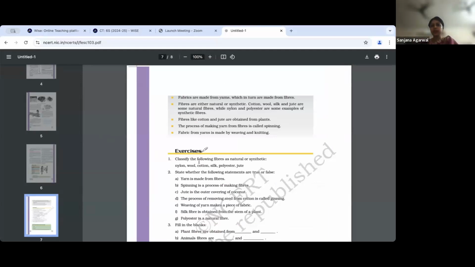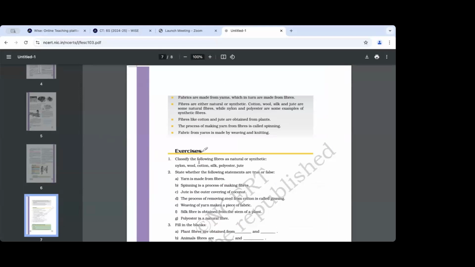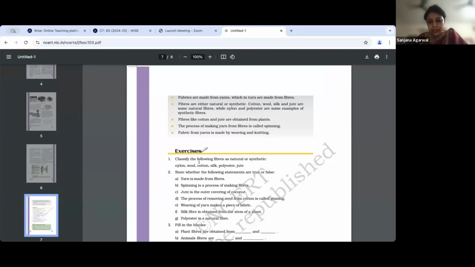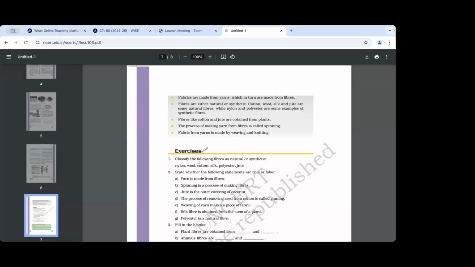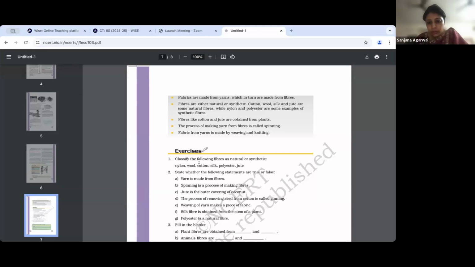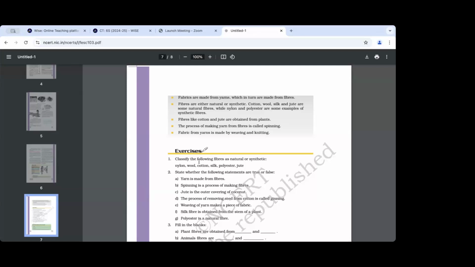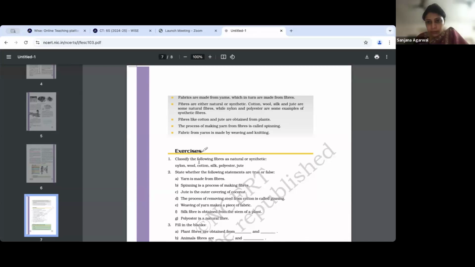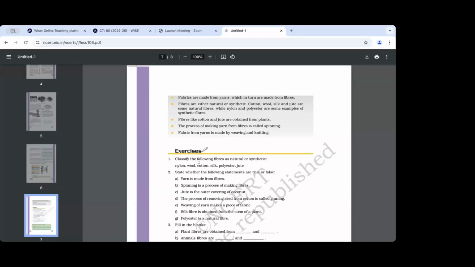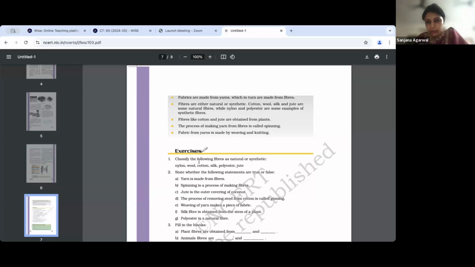So here's the exercise. Classify the following fibers as natural or synthetic. Harshit, tell the first one. Nylon, synthetic. Okay. Neha, wool. Wool is natural. Trilokya, cotton. Natural. Harshit, silk. Natural. Polyester, Neha. Synthetic. And jute, Trilokya. Natural. Good.